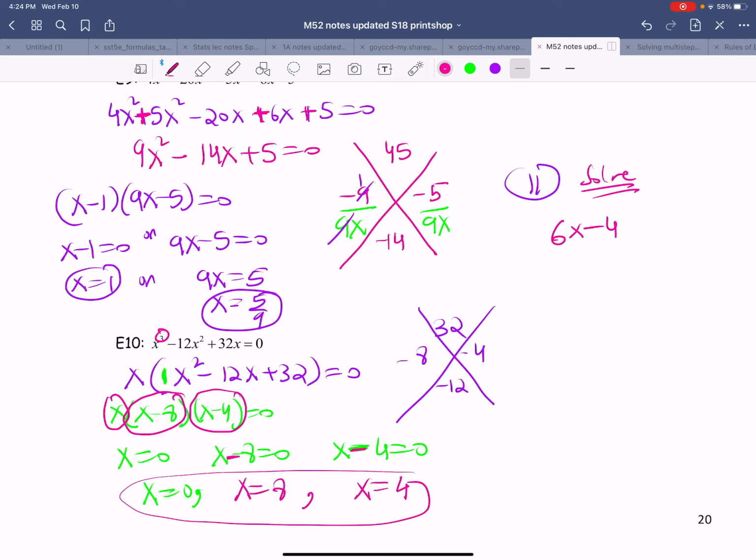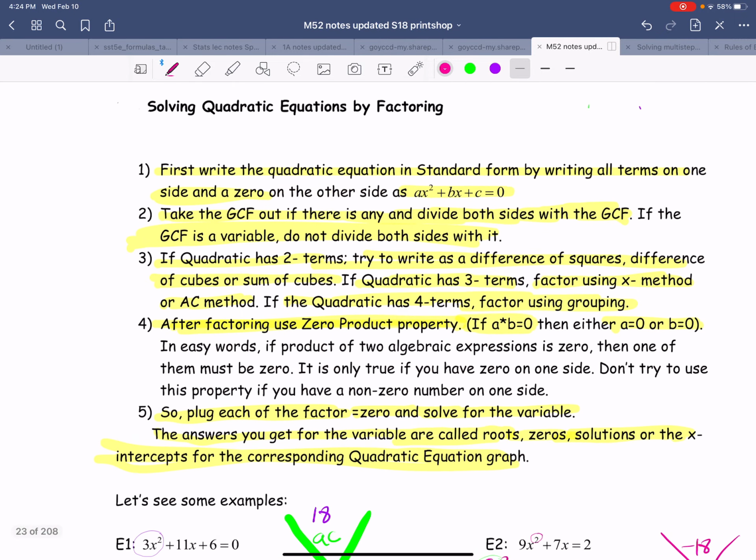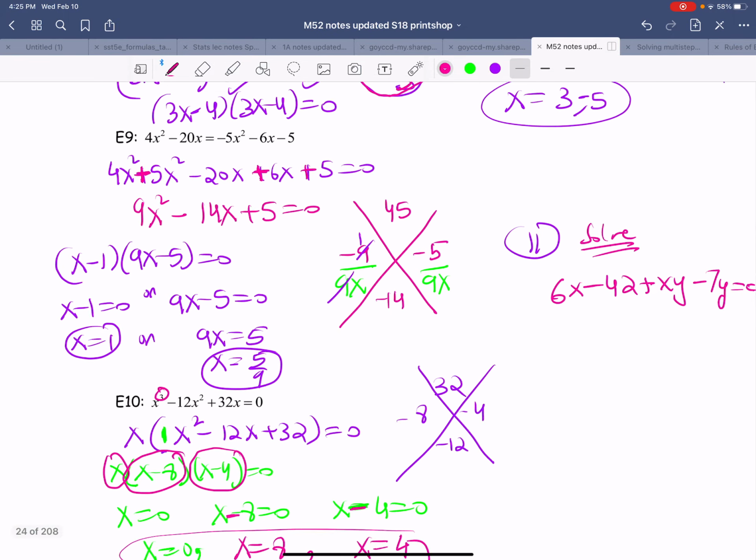There's 6x minus 42 plus xy minus 7y equal to 0. Now this equation is a little bit different than the ones we have seen so far. One thing is that it's not a quadratic equation. And we have 4 terms. So anytime you have 4 terms, and we talked about earlier in the beginning, if you have 2 terms, you try this. 3 terms, you try this. 4 terms, you try factoring using grouping. So let's go ahead and try factoring using grouping.